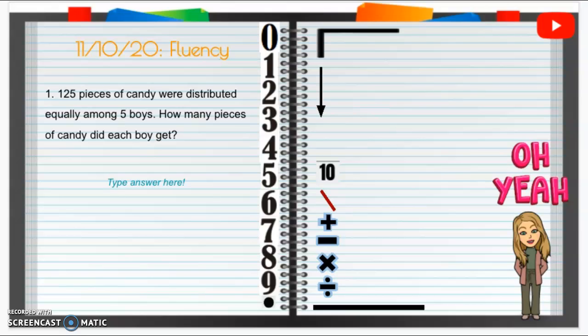November 10th, 2020, Fluency. All right, number 1. 125 pieces of candy were distributed equally among 5 boys. How many pieces of candy did each boy get?